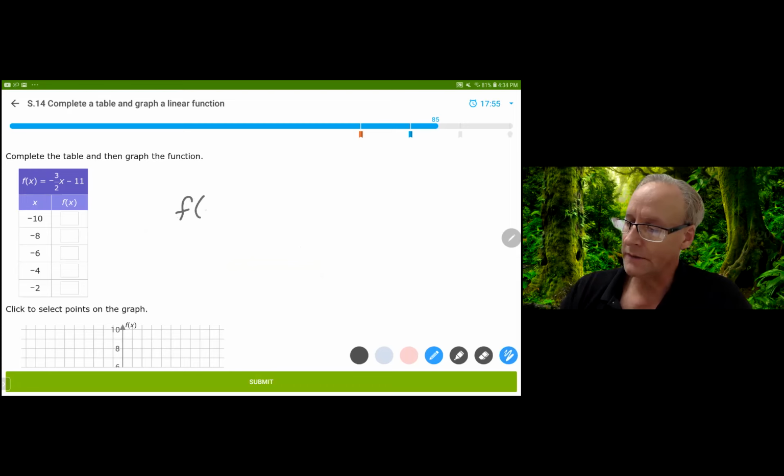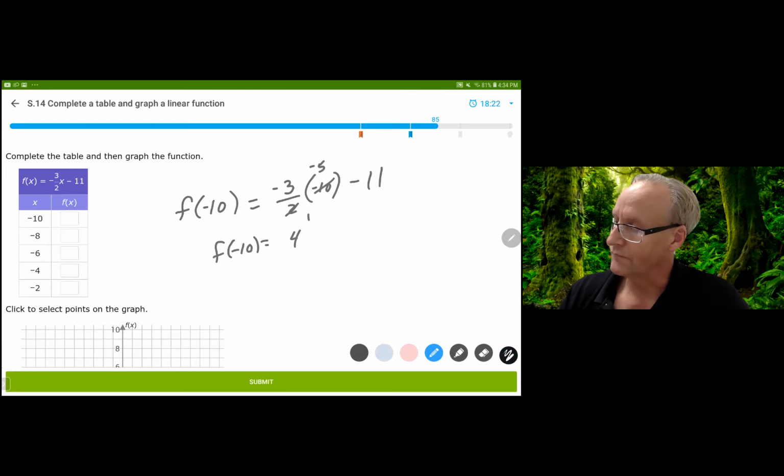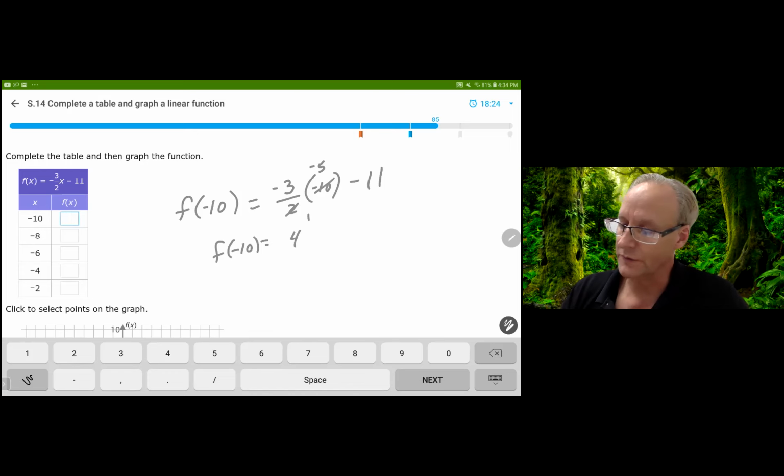f of -10 is equal to -3 over 2 times x minus 11. And I'm going to substitute in the -10. The 2 is going to cancel with the -10 to give me -5. And I'm going to get 15 minus 11, which is 4. So my first y value is 4.